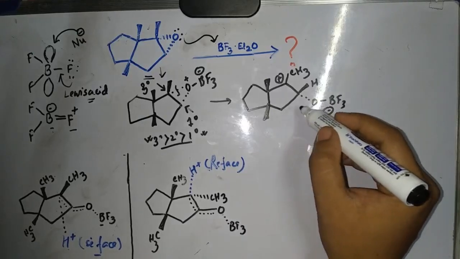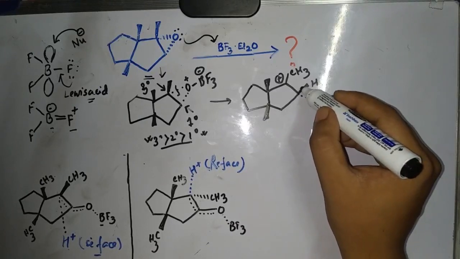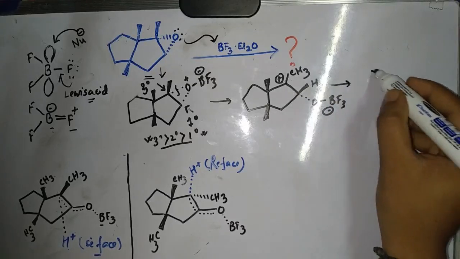So guys, what will happen now? This C-H bond will break and give its bonding electron pair to this carbocation and form a double bond here. So guys, this will form.